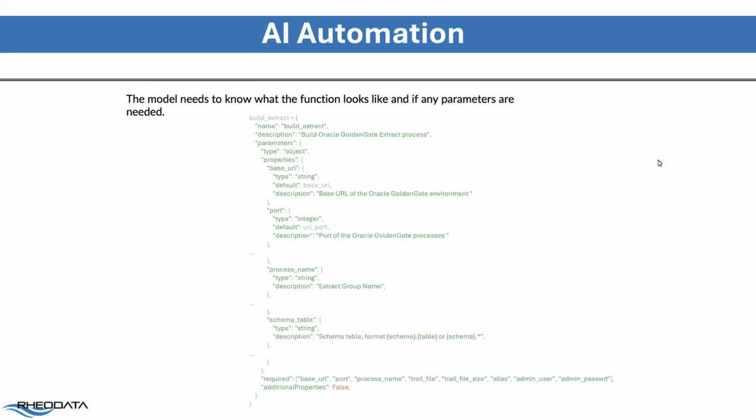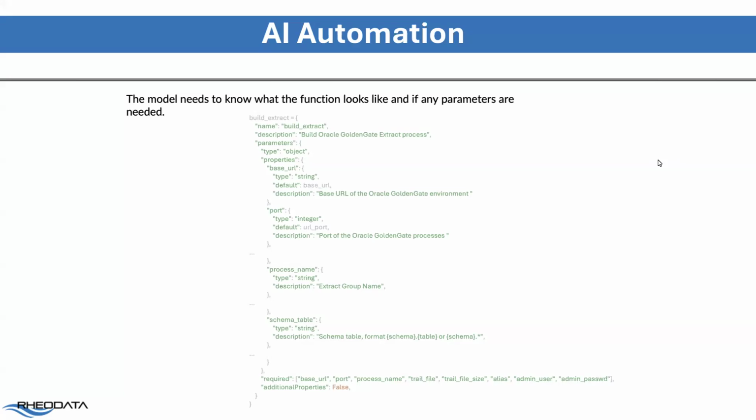The process name, the trail file size, alias, and the username and password that I'm going to use in my header to log into the GoldenGate environment. Now, if you notice, though, there's a couple of things. If you were to compare documentation to what's on the screen here, the base URL and the port stanzas have a line called default. Those default lines are not listed in documentation. So how do you specify what's going to change?